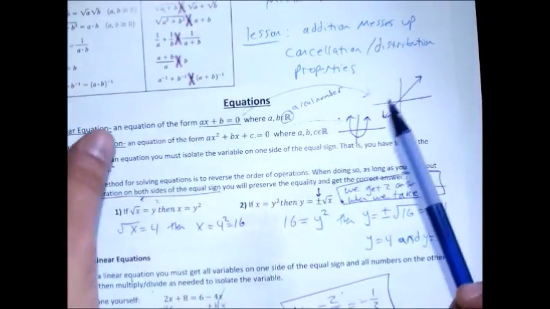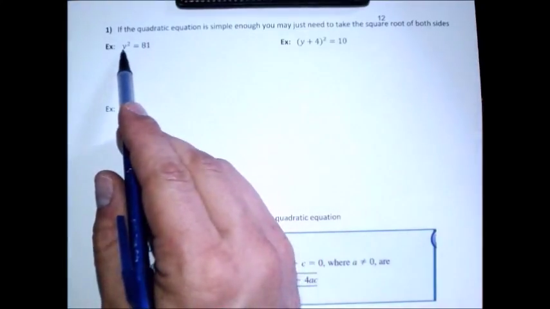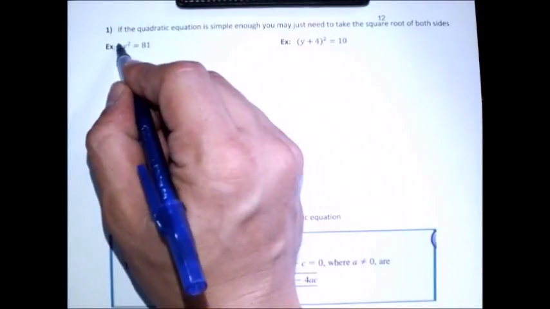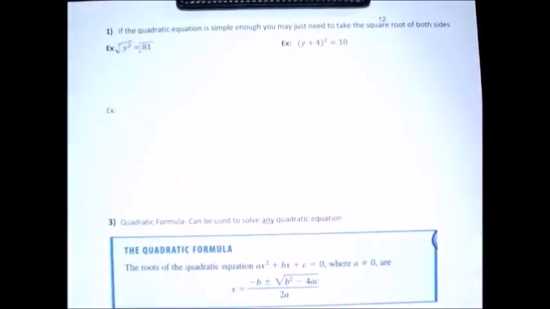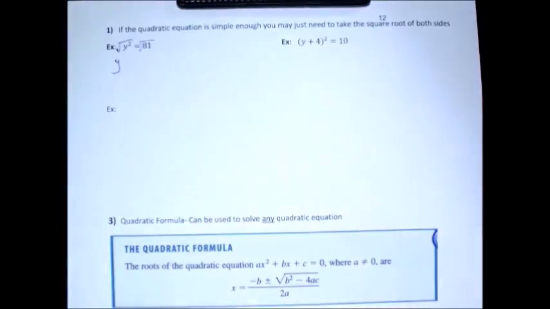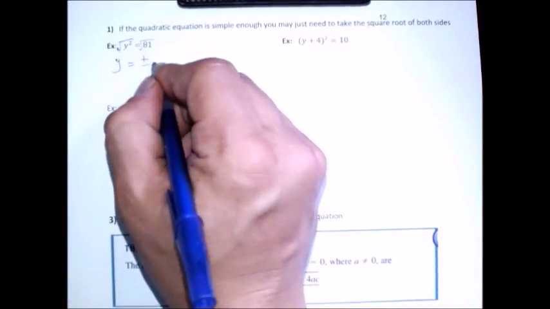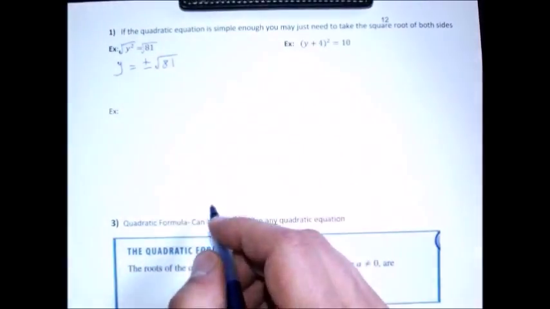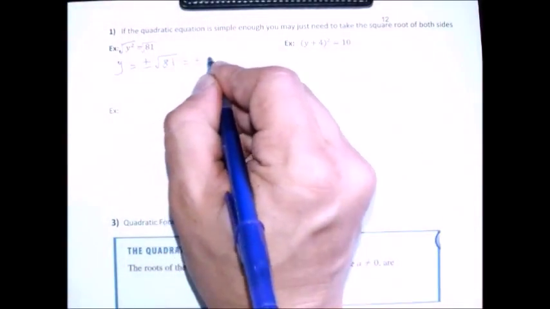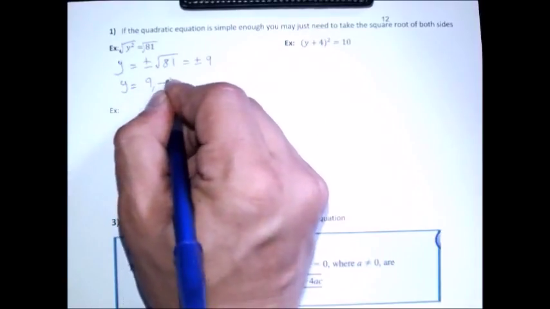And so when we take a square root, we're going to get two answers. Right, so we want to get rid of the squared. To get rid of the squared, we write square root. Then it cancels out the square on the left, but we end up with a plus or minus on the right. So we get plus or minus square root of 81, which is plus or minus 9. So the answer is y equals 9, or y equals minus 9.